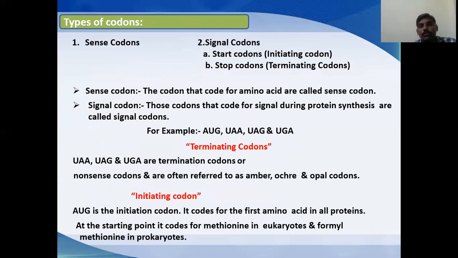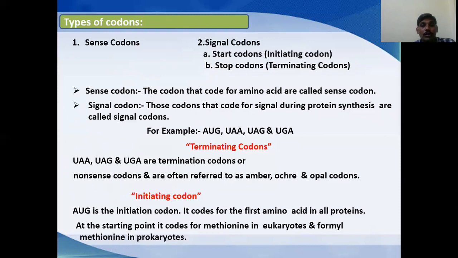Next, types of codons on the mRNA molecule. Generally, on the mRNA molecule, 2 types of codons are there: sense codons and signal codons. Sense codons are those having some meaning. That means the codons that code for amino acids are called sense codons. They indicate a meaning and recognize a particular amino acid at the time of translation.